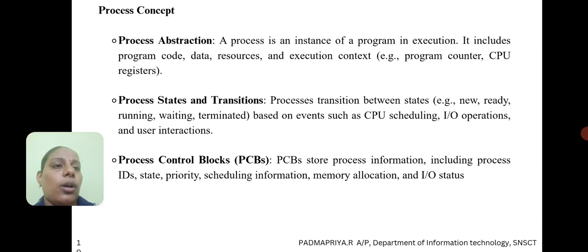Process control blocks. PCBs store process information including process ID, state, priority, scheduling information, memory allocation, and input output status. These are the process control blocks.